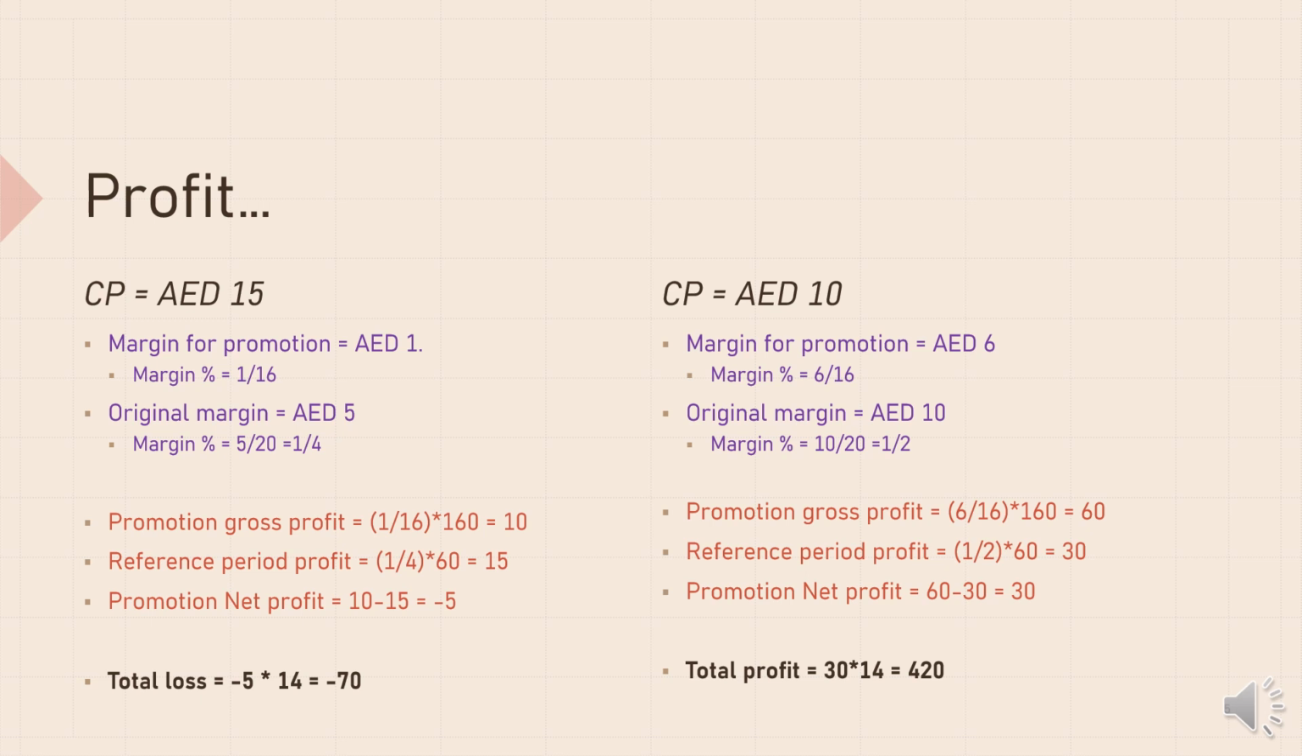However, if the cost price was 10 dirhams, during the promotion the margin was 6 by 16 and the original margin was 1 by 2, right? And the promotion gross profit was 60 dirhams, reference period was 30 dirhams. So net profit we made is 30 dirhams every day, and the total profit is 30 dirhams multiplied by 14 days, which is 420 dirhams of profit due to promotions.